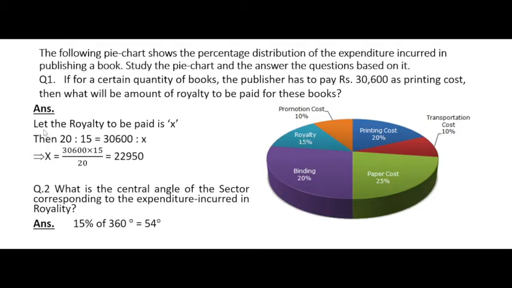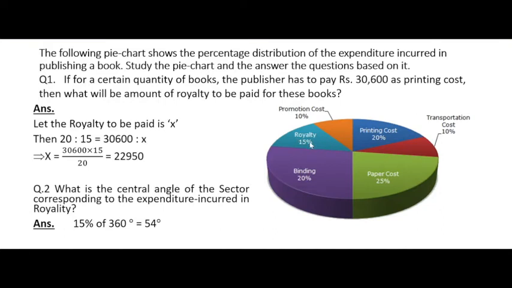Here we'll assume that the royalty to be paid is X, then 20 is to 15. 20 is the ratio of printing cost and 15 is royalty, where the printing cost is given rupees 30,600 and the royalty we have assumed X. So 30,600 is to X. If we simplify the equation, it will come to 22,950 rupees. So the royalty will be 22,950.